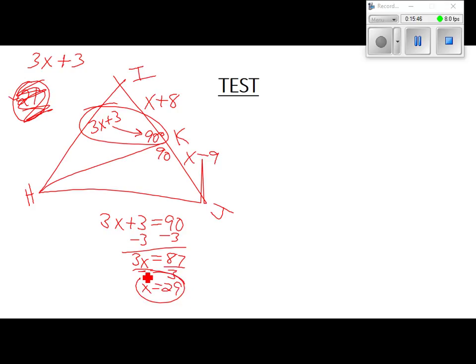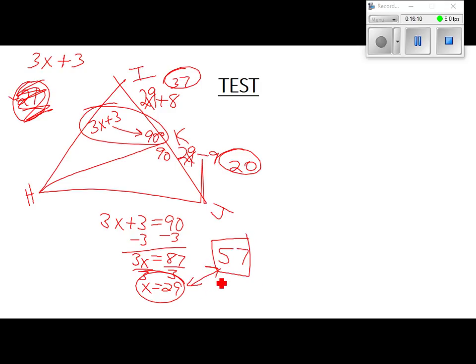I think that's half our answer, right? What are we going to do once we know x is 29? So I plug it in right here. What's 29 minus 9? 20. Is that my other answer? I need this whole thing, right? 29 plus 8? 37. What am I going to do with those two? Add them together and you get 57. That's IJ. So those are your two answers.